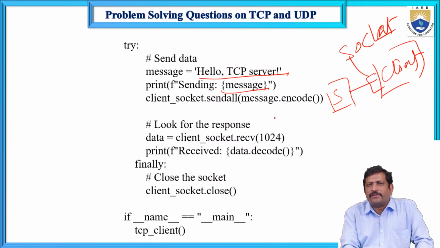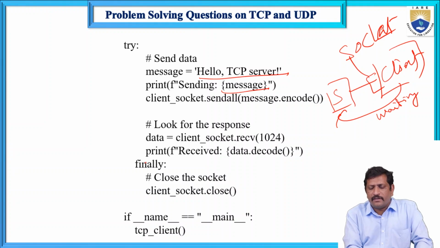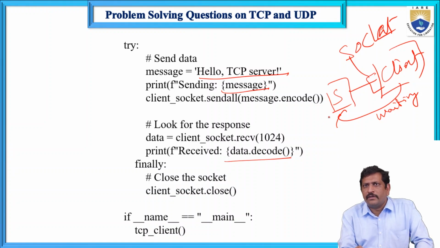Here it is looking for the response. After the connection and after sending the message from client to server, the client is waiting for the response. For that, for the response waiting, we write receive dot decode. Finally, if it is responded and decoded, the original message is obtained from the server side, with the help of this port number, that is 1024.